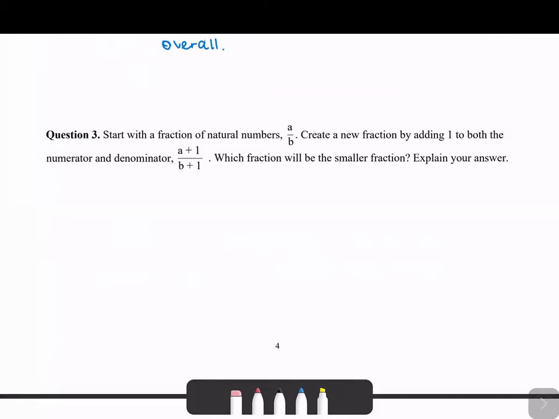So let's have a motivating example. Sometimes if you're asked to do something generally, and it's really hard, it's easier to just look at an example. So let's look at 2/3. And when we add 1 to both the numerator and the denominator, we get 3/4.